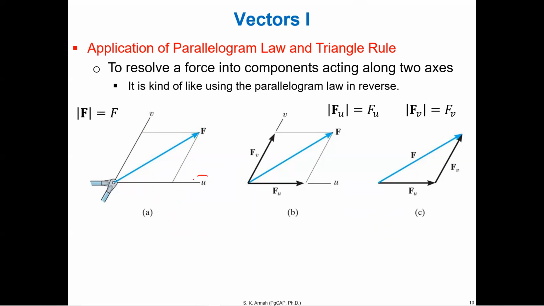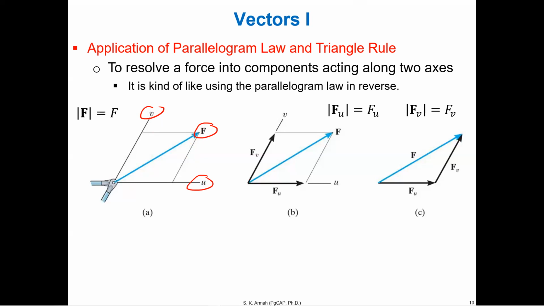So let's say the axes are U and V. And I have a force here. Maybe I know one of the directions. These axes U and V do not meet at 90 degrees. Listen, they do not meet at 90 degrees. And the one approach that can do this is the parallelogram law. Okay, so be very, very careful.